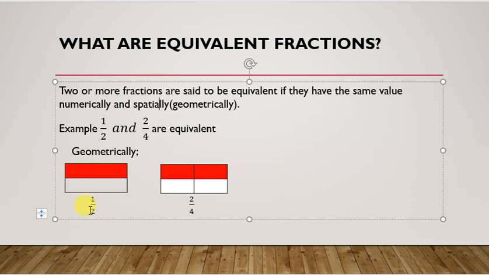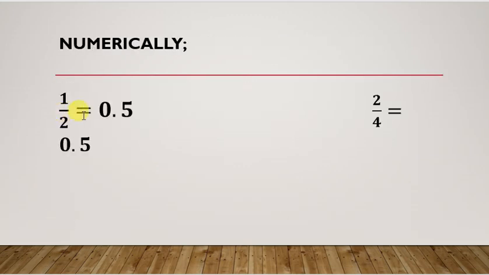Looking at the spatial representation of 1 out of 2, it covers half of this whole space that has been given. Now looking at the geometrical representation of 2 out of 4, it also covers half of this whole representation. This implies that they are spatially equal. Numerically, 1 out of 2 can be written in the decimal form 0.5. Similarly, 2 out of 4 can also be written as 0.5.